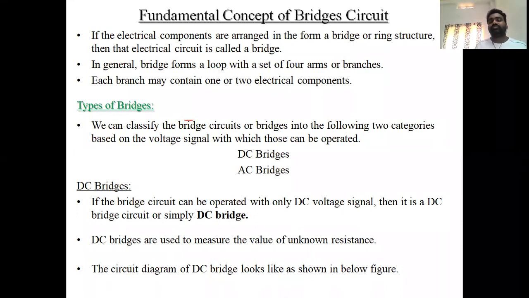What is the definition of a bridge? A bridge is nothing but a complete ring structure. That means four arms are connected together in the form of a ring. Each arm or branch will have two elements, and we categorize bridges into two types depending upon the polarity of operation. A DC bridge is operated with a DC voltage source. The main purpose of a DC bridge is to calculate unknown resistance.